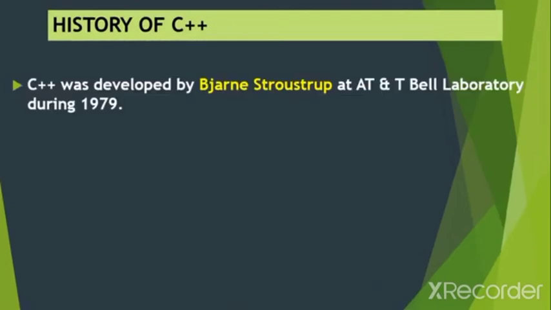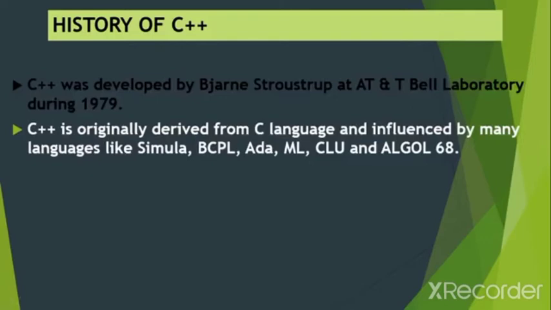So, history of C++. C++ was developed by Bjarne Stroustrup at AT&T Bell Laboratories during 1979. It was originally derived from the C language. So C++ was developed under the influence of the C language. All the concepts in C are there in C++, and we have additional features, that is the OOPS concept, added here. And it is not based only on C; it is also influenced by many programming languages like Simula, BCPL, Ada, ML, CLU and Algol 68.